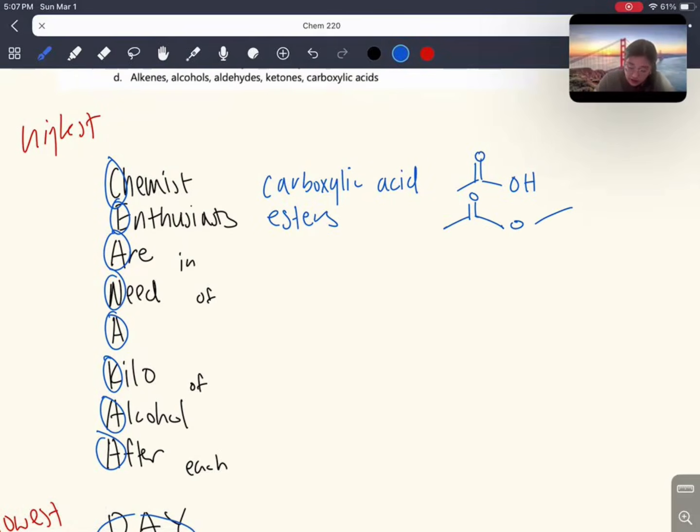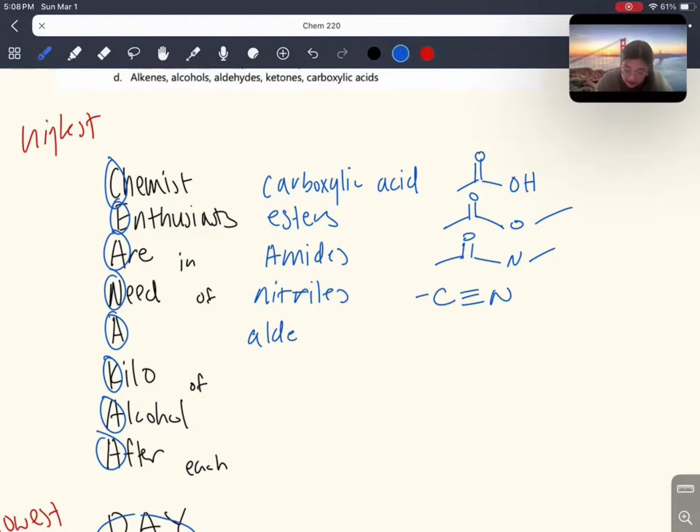The A stands for amides. So for amides, you have your carbonyl group and then a nitrogen attached to it. The N stands for nitriles, so you have your C triple bonded to an N. And then the A stands for aldehydes. You have your carbonyl CO group, and then that is bonded to a hydrogen. The K stands for ketone.